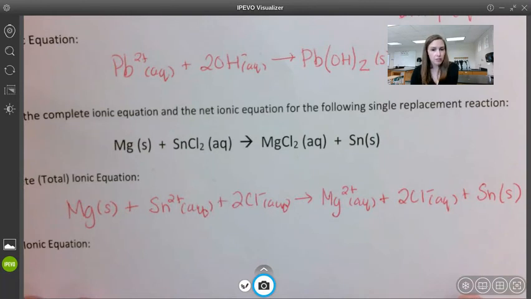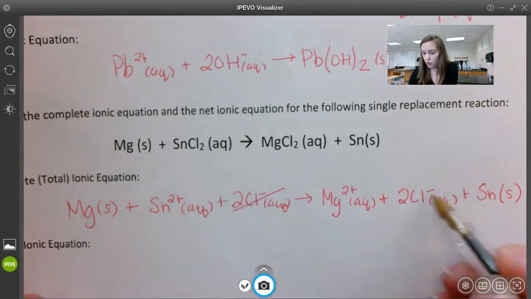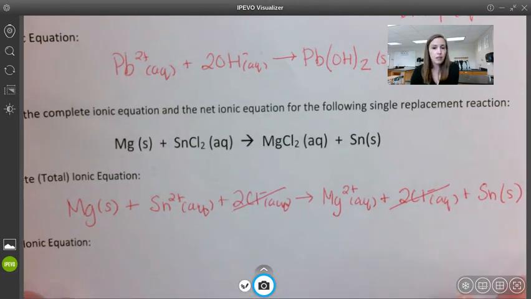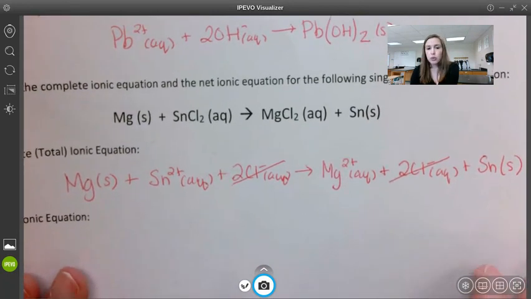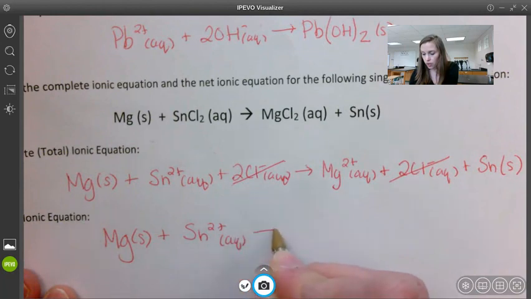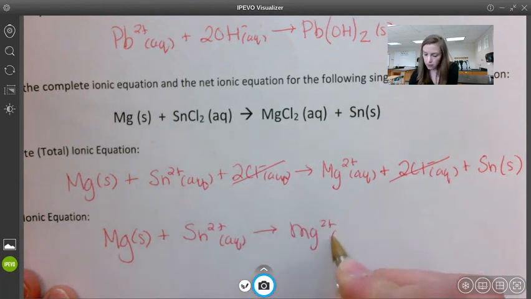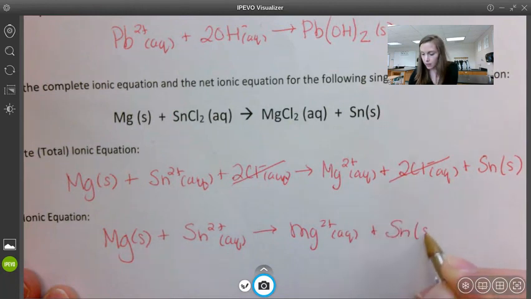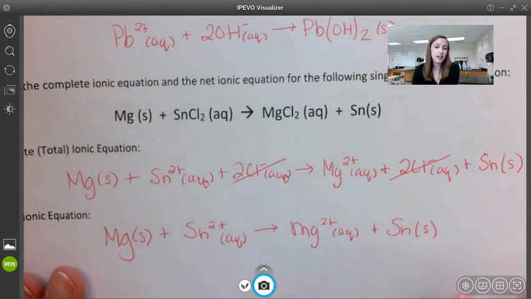So when we talk about spectator ions, be careful here. Solid magnesium on the reactant side and a magnesium ion on the right-hand side, it has changed, okay? And we will get to that eventually when we talk about redox reactions, but that's a difference. The only thing that stays exactly the same on the reactant and product side are those chloride ions. So the chloride ions are the only spectator ions in this single replacement reaction. So when we go to write our net ionic for this, we're going to have the solid magnesium with the tin(II) aqueous ions producing the magnesium ions, and then the solid tin. And that would be my net ionic equation in this case.